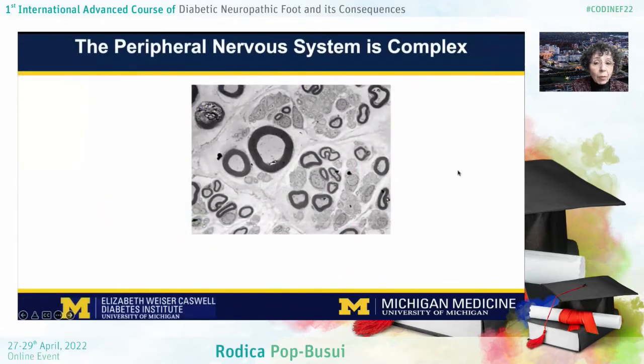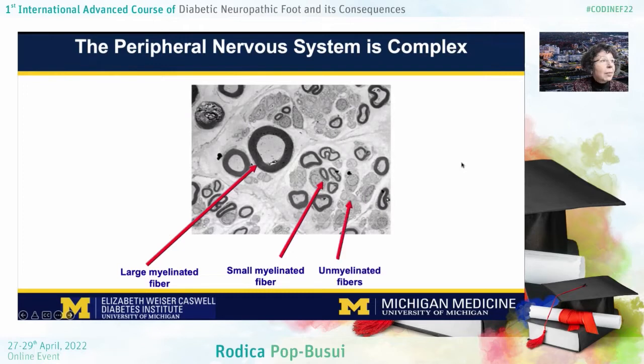With that, when one thinks about the diagnosis, and particularly the differential diagnosis of neuropathy, one needs to understand the anatomy of the peripheral nervous system. And here it is very briefly: large myelinated, small myelinated, and unmyelinated fibers.